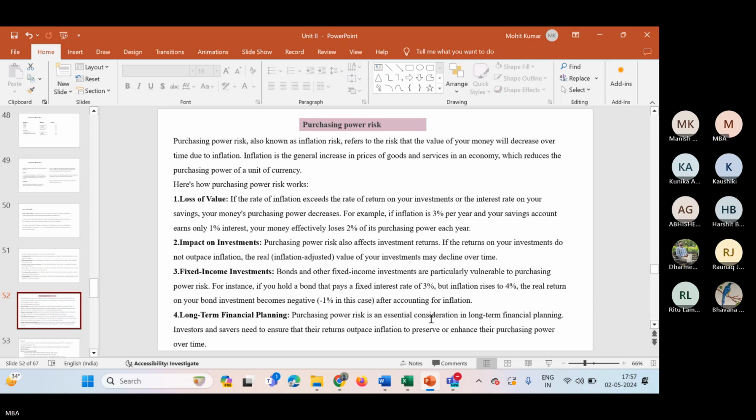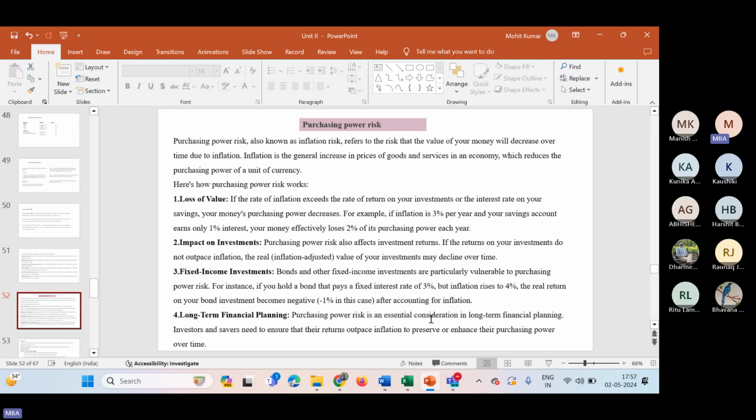Then if you want to be more risky, I can go into triple B rated. They will pay me 12%. I can go into just B rated. They will pay me 16%, but risk will increase at the same time. So inflation actually reduces the power of your money, you lose the value of your money. Then the second is, what will be the impact on investment? Obviously, your purchasing power risk will also affect your return on the investment.